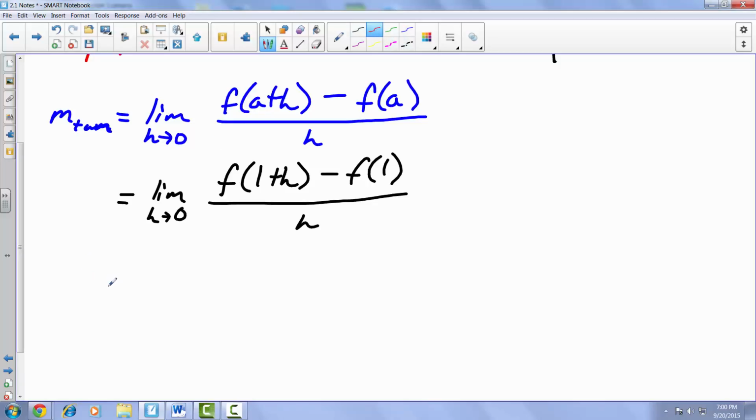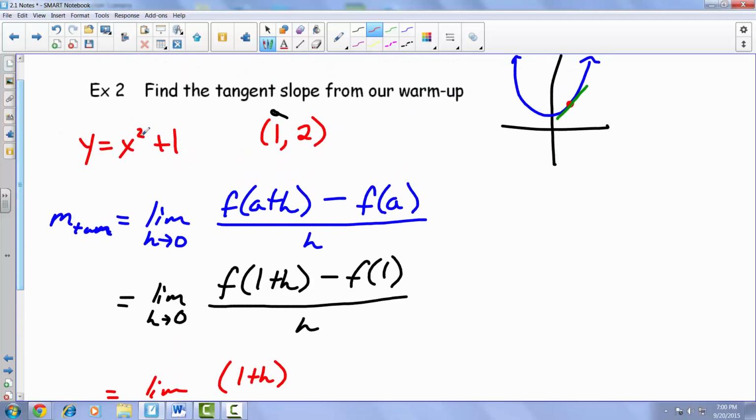Now let's go ahead and throw in this 1 plus h and 1 into the function. So we have the limit as h goes towards 0 of our function. It was 1 plus h. That's what's going in for x. And that x is being squared plus 1. So again, just taking this 1 plus h, throwing it into our x value for our function, and then squaring it and then adding 1.